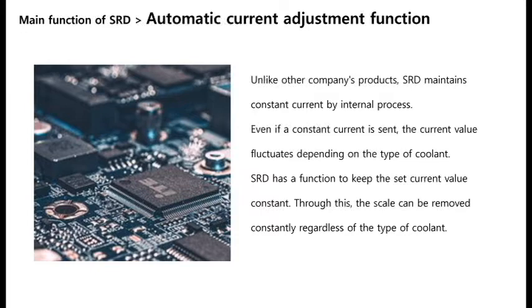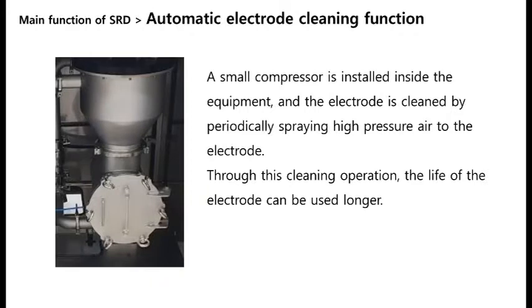Unlike other companies' products, SRD maintains constant current by internal process. Even if a constant current is sent, the current value fluctuates depending on the type of coolant. SRD has a function to keep the set current value constant. Through this, the scale can be removed constantly regardless of the type of coolant. A small compressor is installed inside the equipment, and the electrode is cleaned by periodically spraying high-pressure air to the electrode. Through this cleaning operation, the life of the electrode can be used longer.